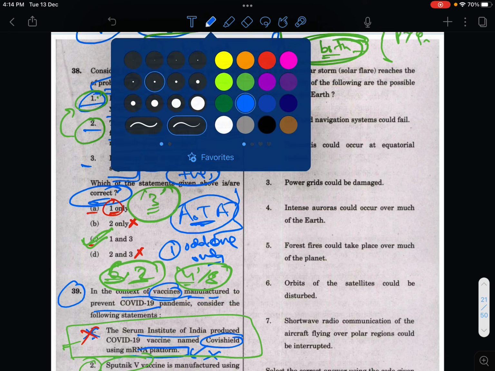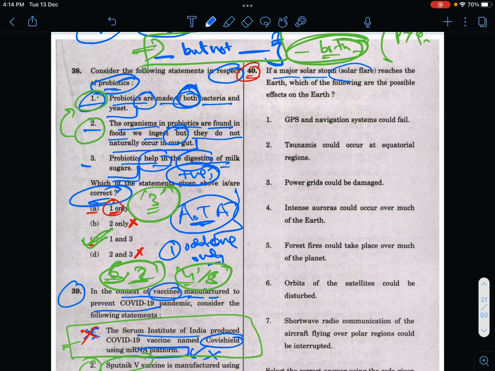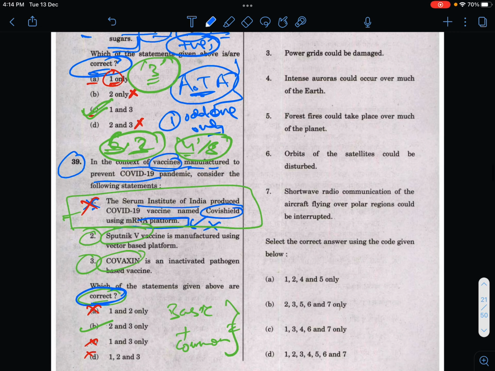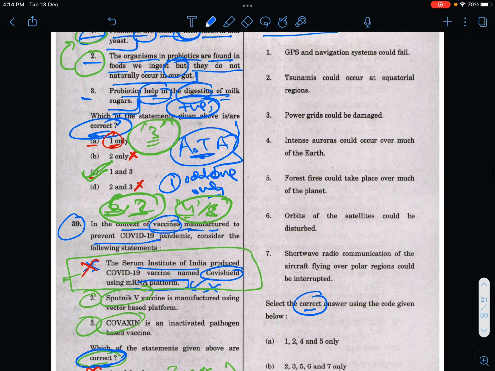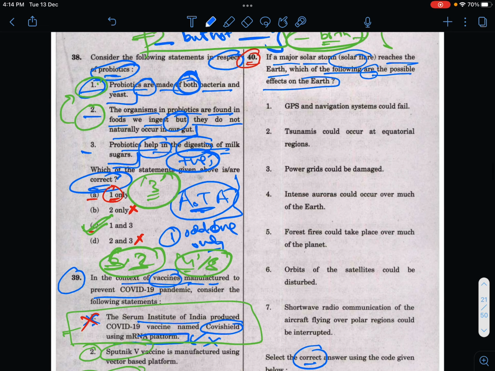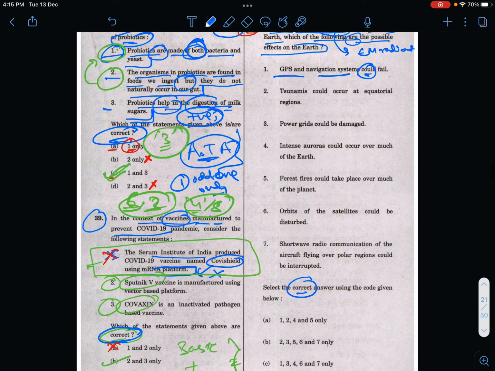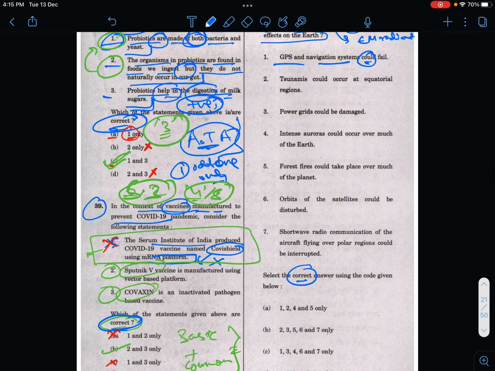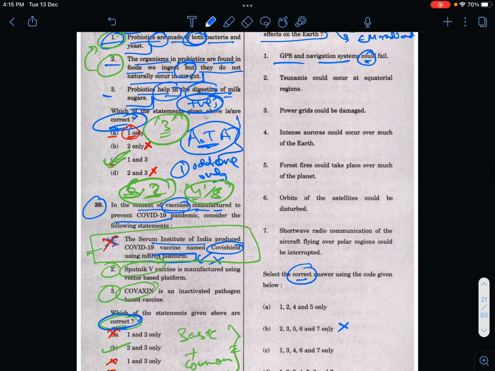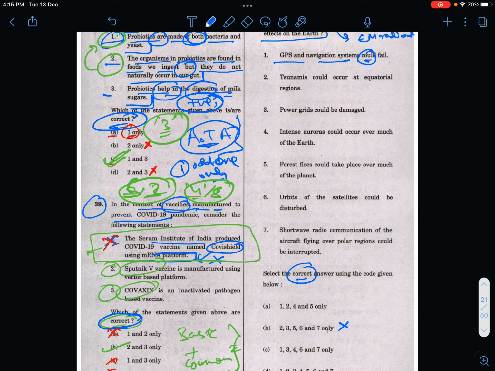Question number 40 says, if a major solar flare reaches the Earth, which of the following are the possible effects on the Earth? So let's see. It says GPS, so solar flare. Basic understanding about solar flare tells us that essentially they are EM radiations. So systems could fail, GPS, and of course the interference can lead to their failure. So 1 commonsensically sounds correct. So if 1 is correct, B cannot be correct. Still, I'll hold on and I'll read other options.